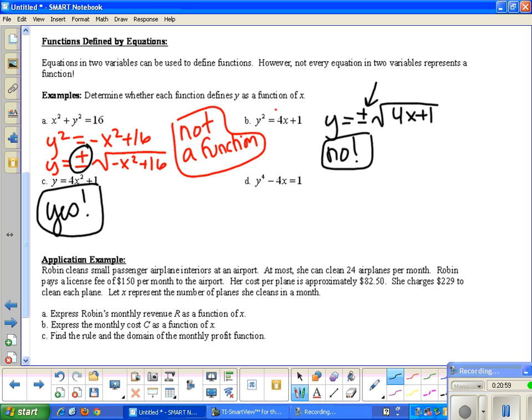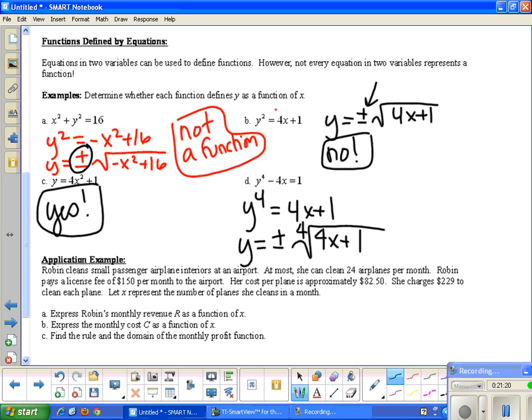And the next one, if you look at it, now we have y to the fourth minus 4x equals 1. So solve for y to the fourth by adding the 4x to the other side. Now, again, to get rid of an even power, you have to take the now fourth root of both sides and plus or minus your solution. So plus or minus the fourth root of 4x plus 1. And again, because of this plus or minus, for every input that we have, we're going to have two output values. So this is not a function.